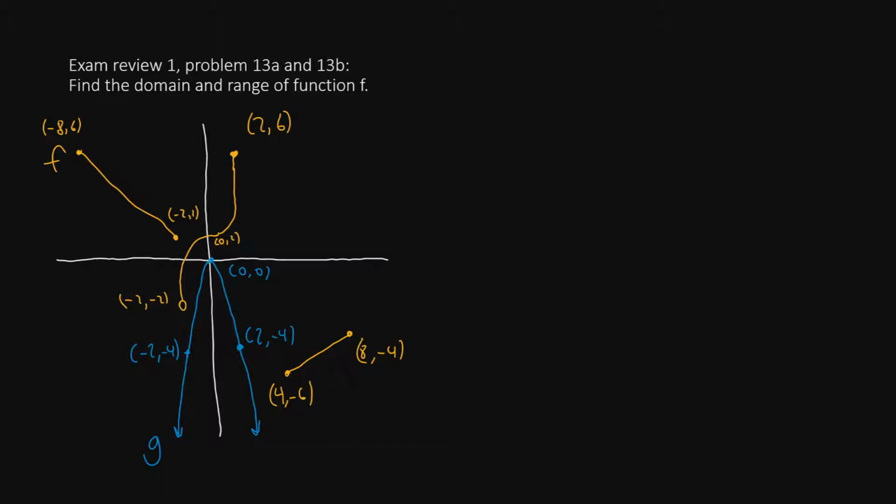Hello there once again. Welcome back to our Exam Review 1 series. This time we'll be doing problem 13, and we'll begin with problems A and B, where we are asked to find the domain and range of function f. Function f is the function on the yellow line, and function g is the function in the blue line. For now, let's only look at function f, and let's try to find the domain and the range.